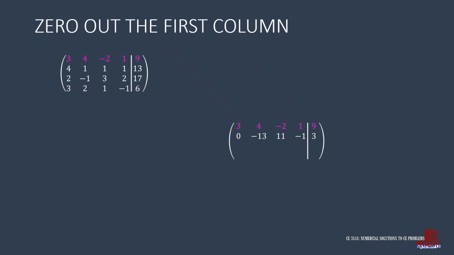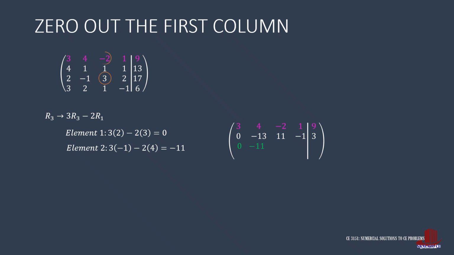After the second row, continue zeroing out elements of the first column, that is from the third row by using the first row. The new third row is then 3 times row 3 minus 2 times row 1. The first element is then 3 times 2 minus 2 times 3, which is 0. The second element is thrice of negative 1 minus 2 times 4, which gives negative 11.